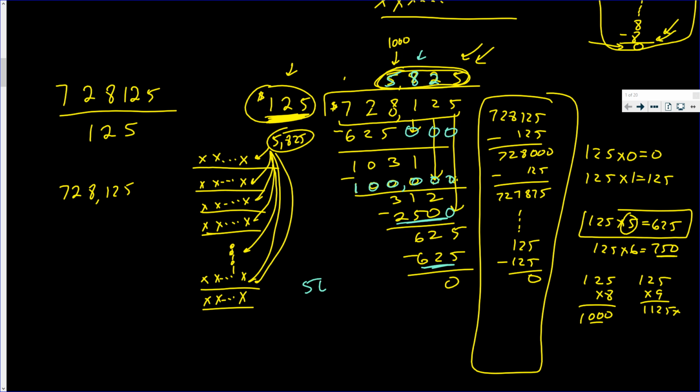First I took away 5,000. Then I took away 800. Then I took away 20. Then I took away 5 more. In the end, I took away 5,825 125s from that big number.